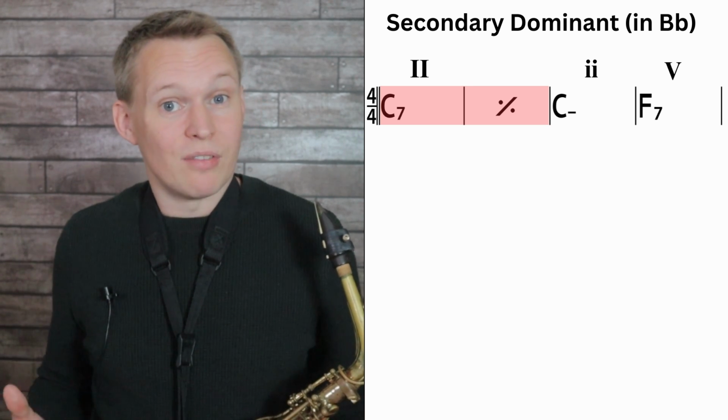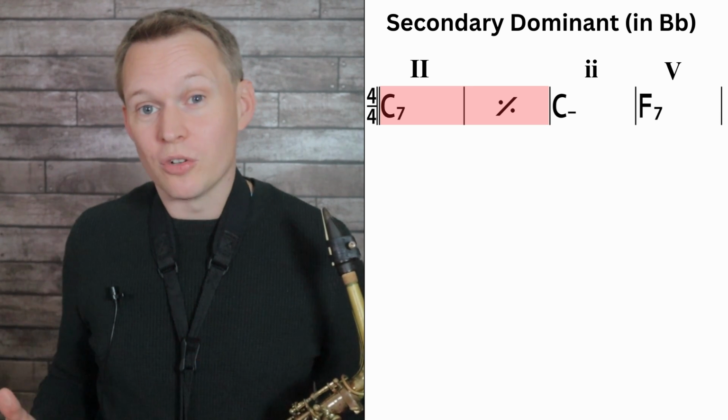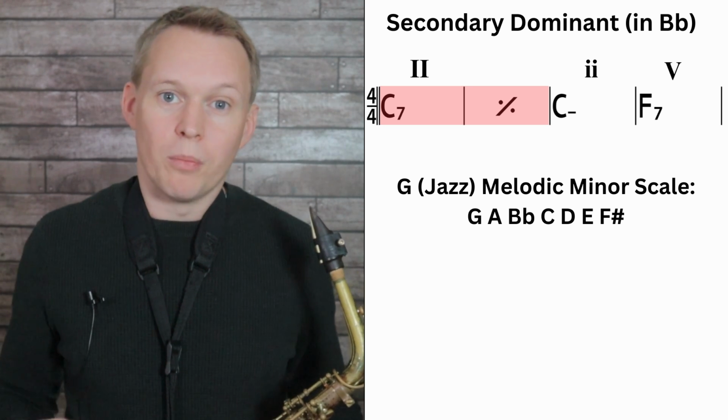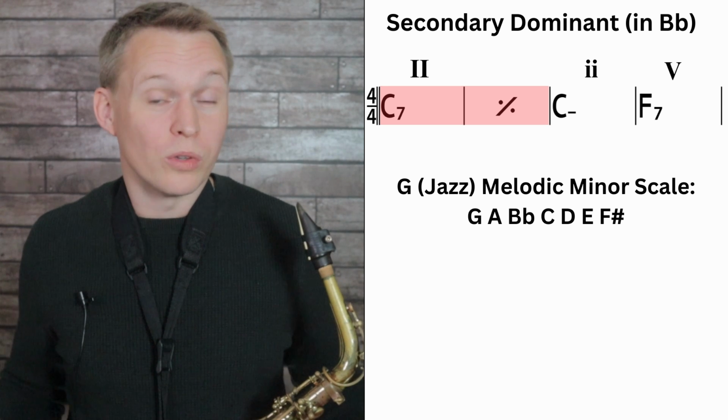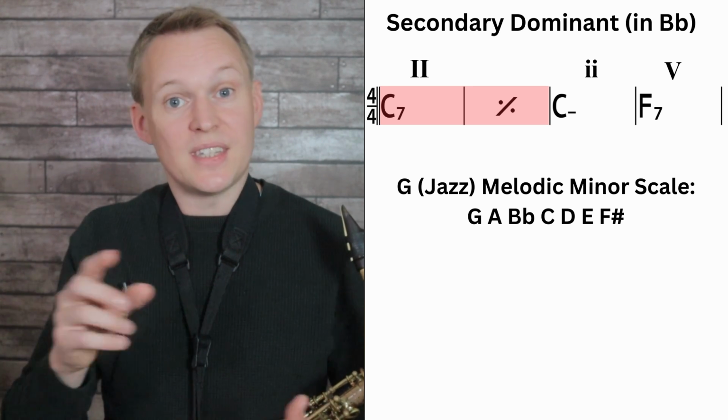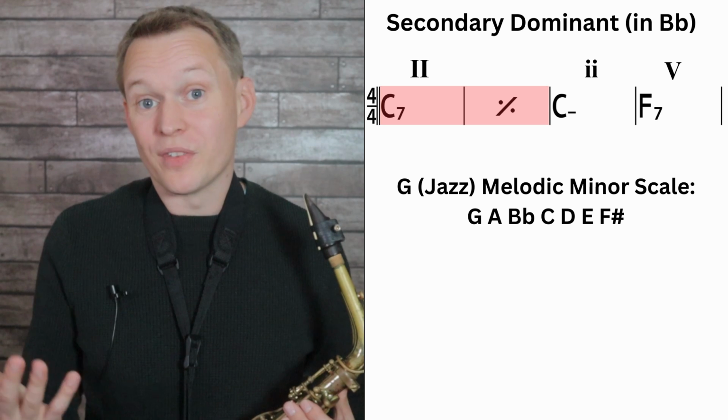Now, when you see your C7 in this situation, a really popular choice is to choose notes that come from our G melodic minor scale. And you'll hear musicians improvise with this sound all the time when they land on a C7 chord in this context. Check out this example line.